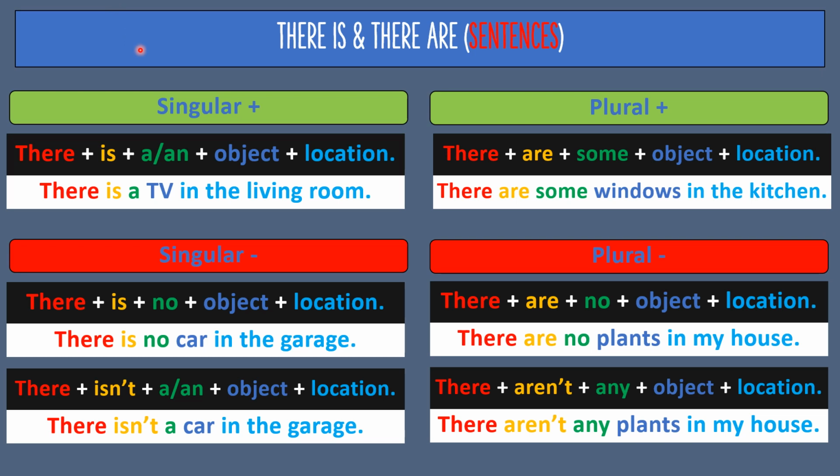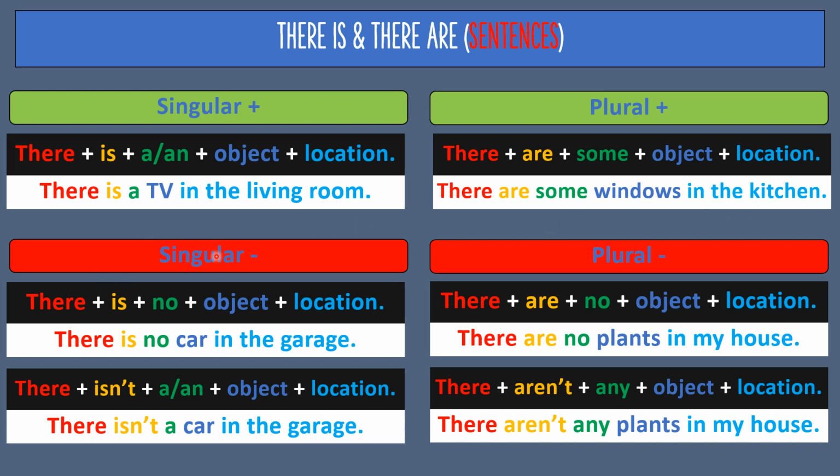To create sentences with there is and there are, you need to follow the following formulas. For singular positive sentences, you need there plus is plus a or an plus the object plus the location. For example, there is a TV in the living room. For plural positive sentences, you need there plus are plus some plus the object plus the location. For example, there are some windows in the kitchen.